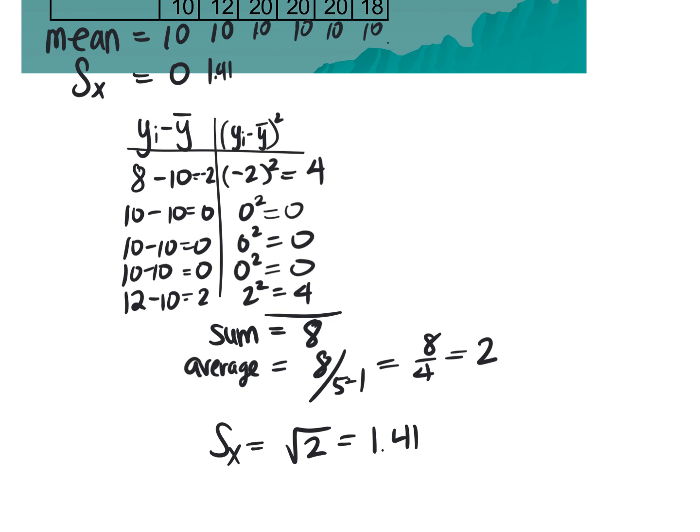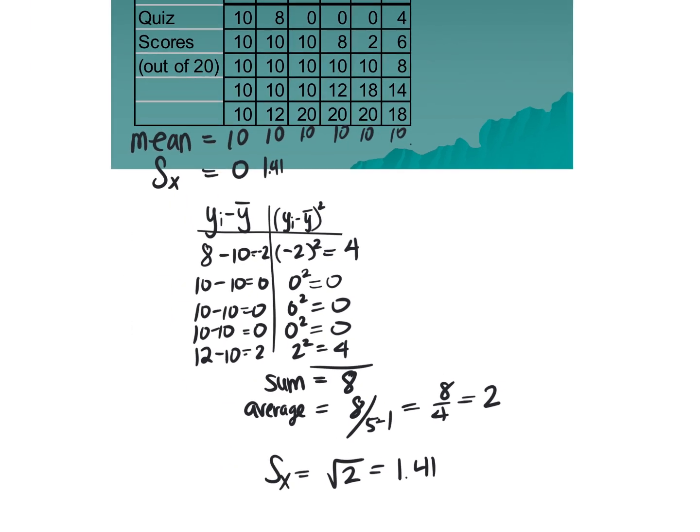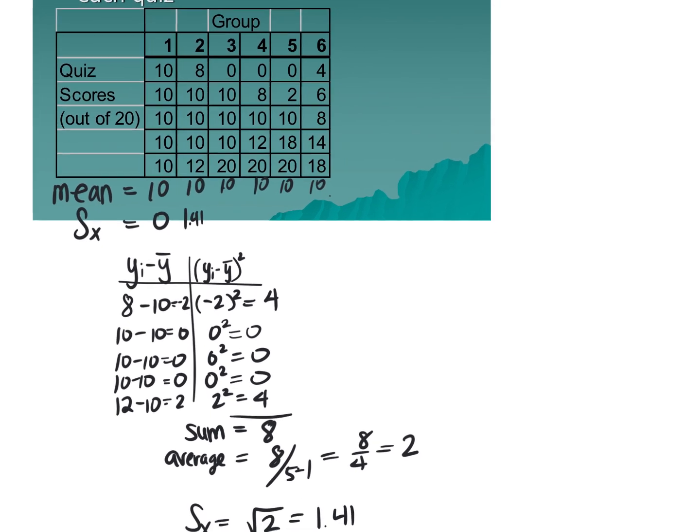Can you find the standard deviation for group 3, 4, 5, and 6? You're finding the average difference from the mean. So you're going to do it again. Do you have to use the table? No. But I think it helps organize it all.